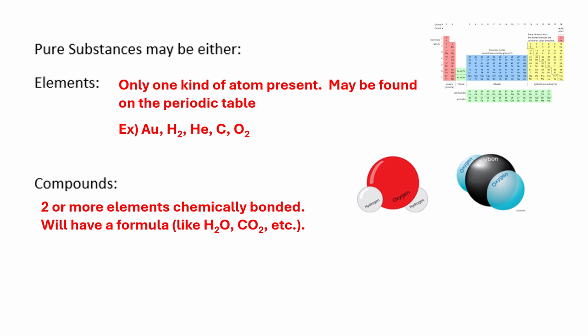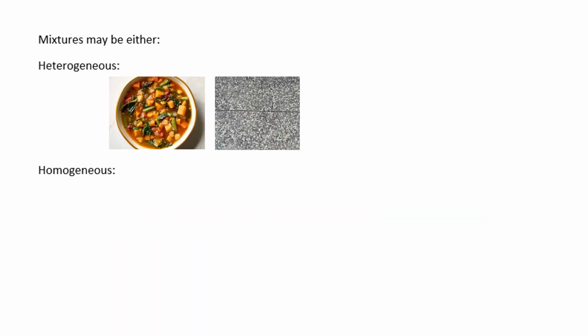Compounds, on the other hand, will always have a formula because they're made up of two or more elements chemically bonded. So H2O, CO2, etc. And again, these can be separated, but not through boiling or filtering or decanting or anything like that. They can only be separated through a chemical reaction.